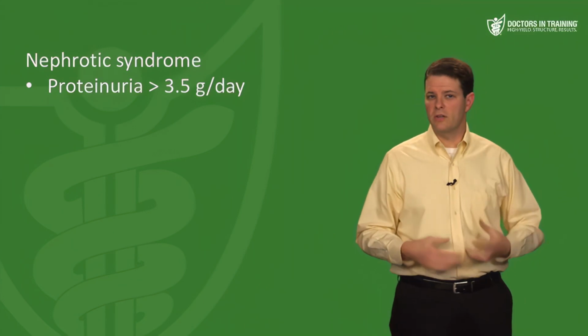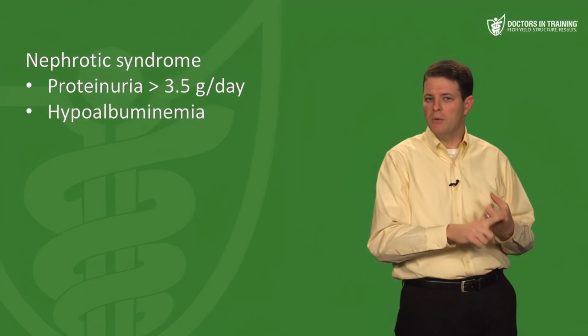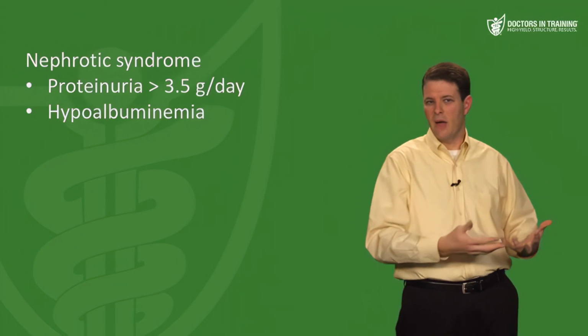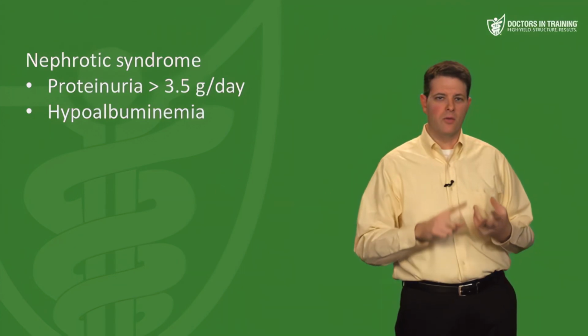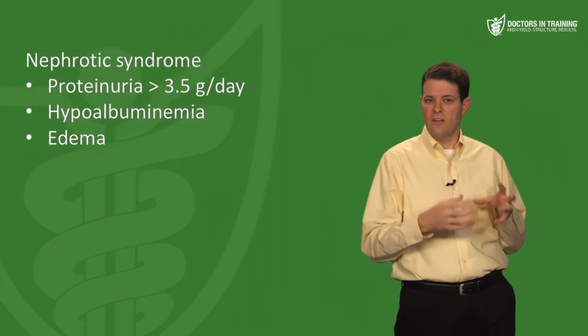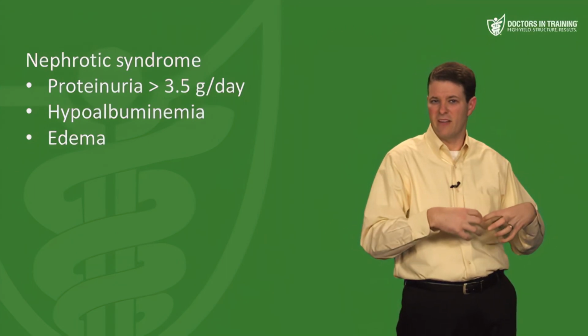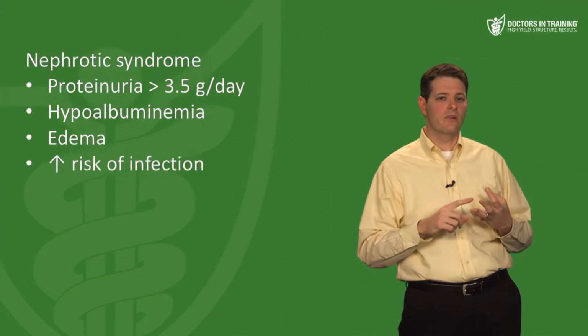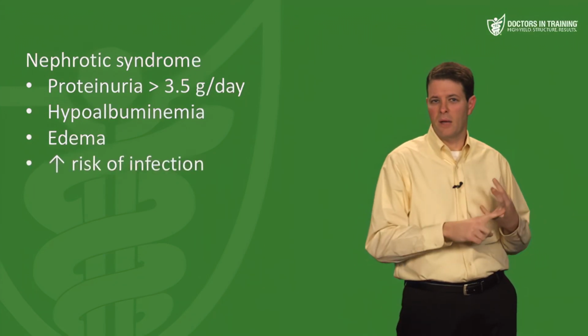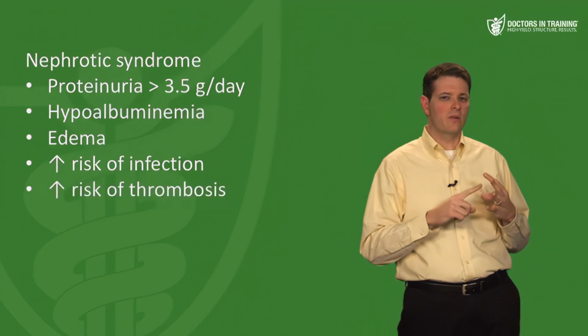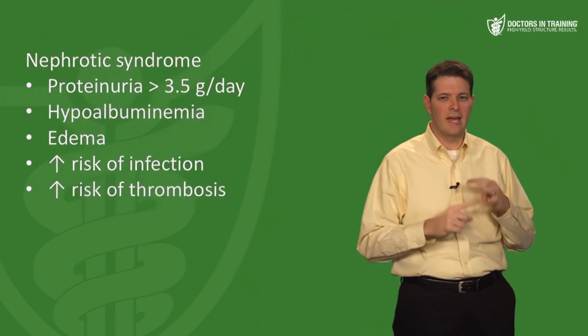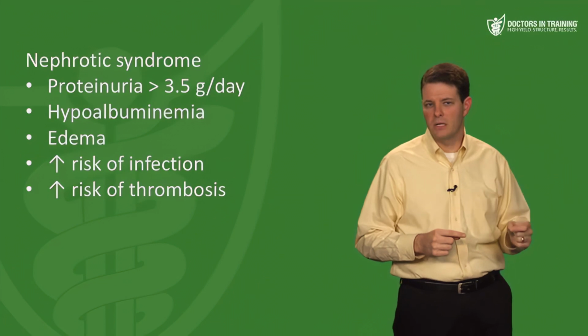Now, the other key features of nephrotic syndrome are hypoalbuminemia, because they're spilling a lot of albumin out of the blood into the urine. They also have edema, because they've lost most of the albumin that provides all the oncotic pressure to keep fluid inside the vasculature. They also have increased risk of infection, because they're losing immunoglobulins in the urine, and increased risk of thrombosis, because they're losing the anticoagulant protein antithrombin in their urine.